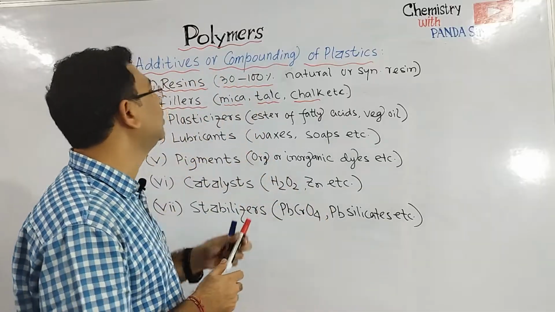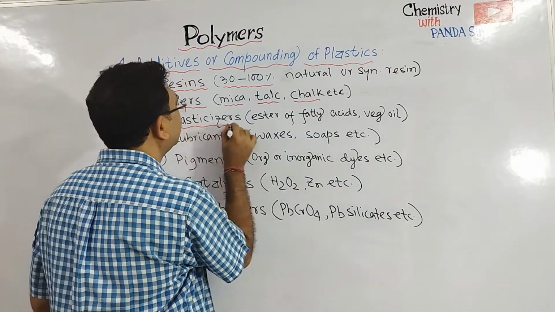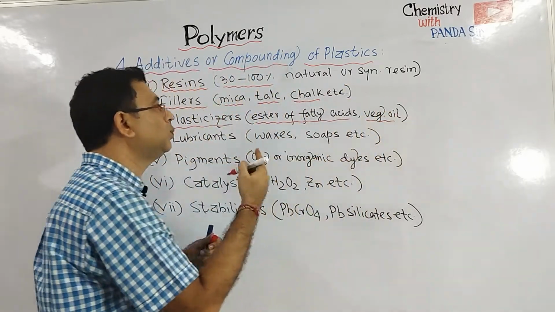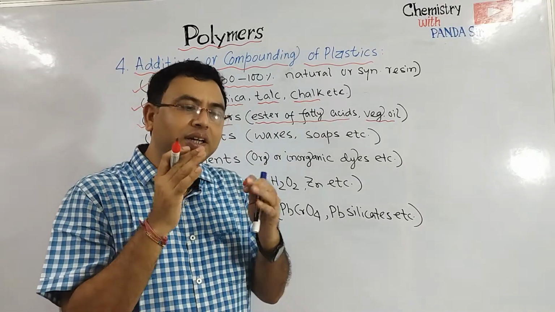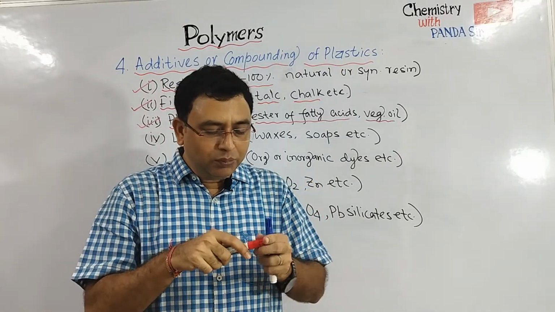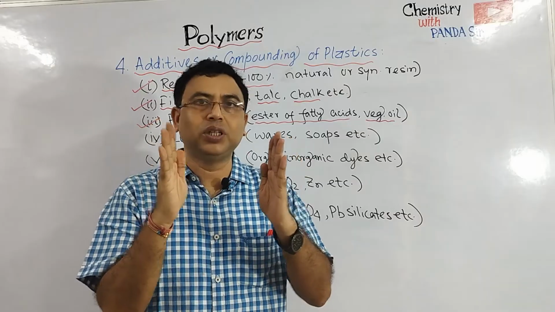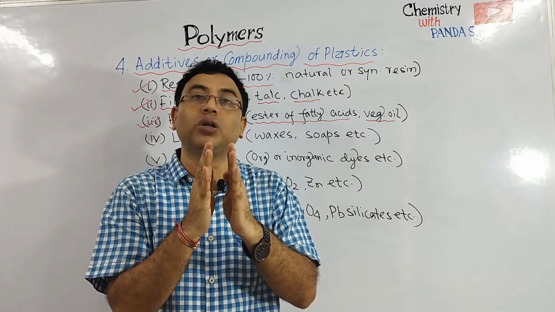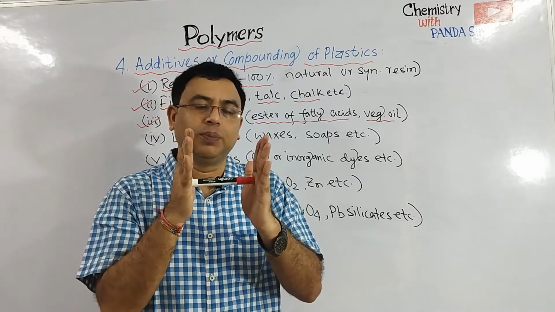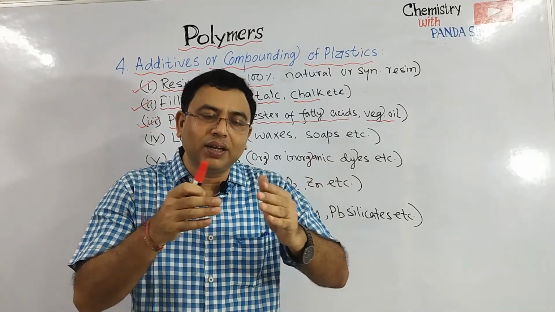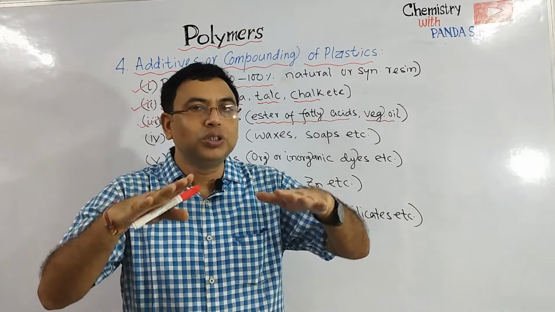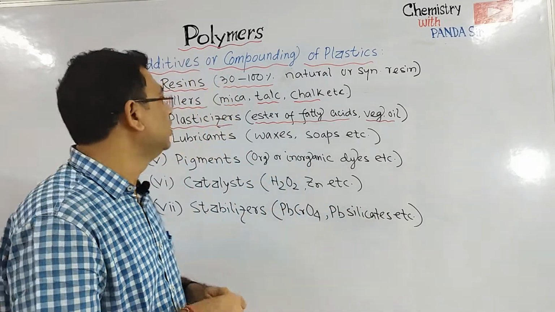Now how does this plasticizer work? As plasticizers we are using esters of fatty acid, and we can add vegetable oil. Basically the plasticizer reduces the intermolecular force of attraction between the polymer chains. Let's say these are the polymer chains; they come close to each other because of the intermolecular force of attraction. What role does the plasticizer play? They come in between the polymer chains and keep one polymer chain away from the other, so the intermolecular force of attraction decreases to some extent, which increases the flexibility in the polymer. That we need to understand.